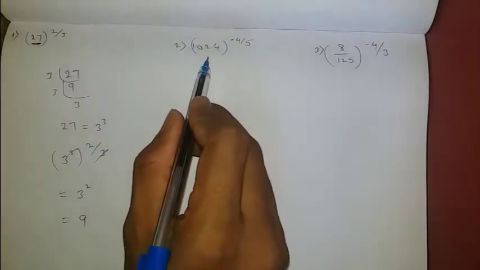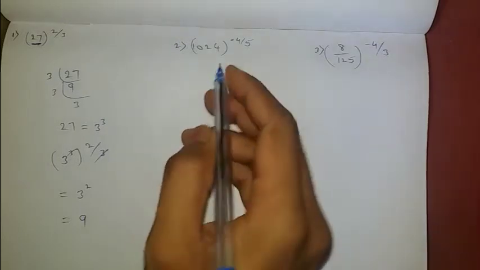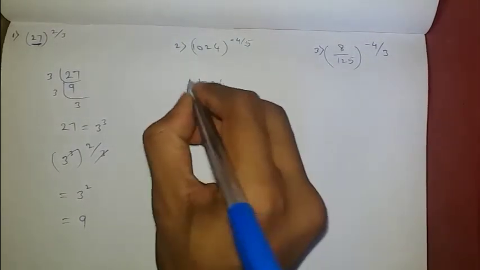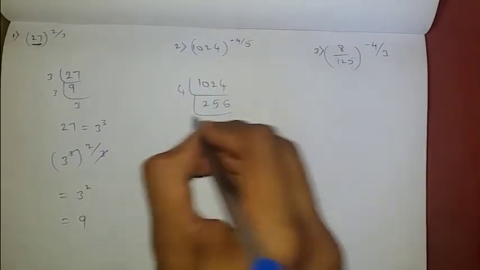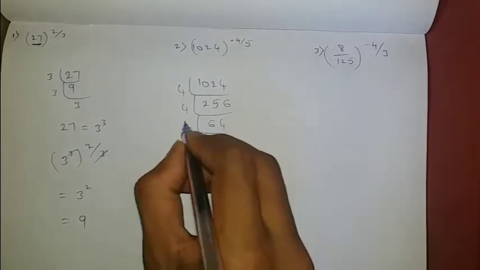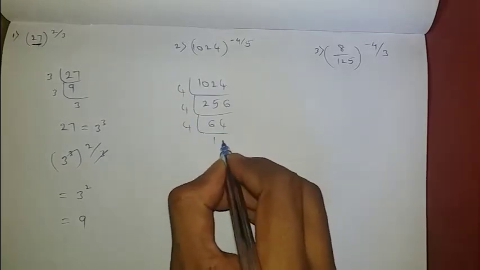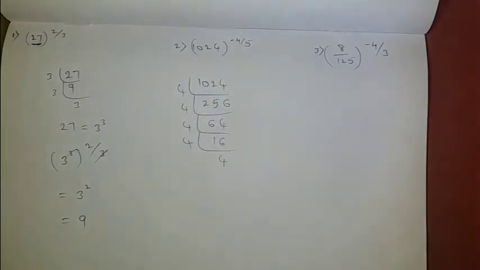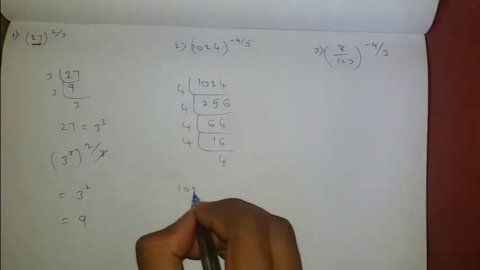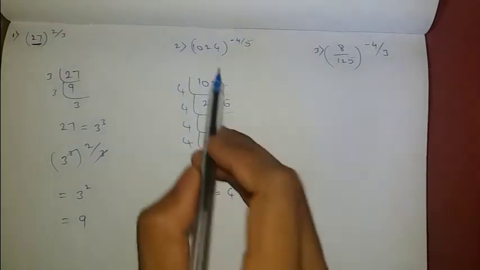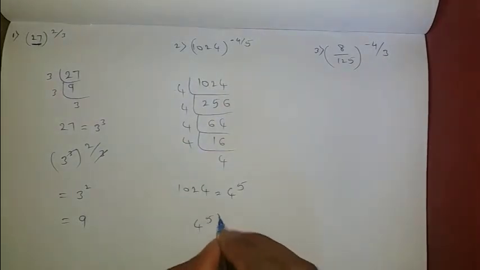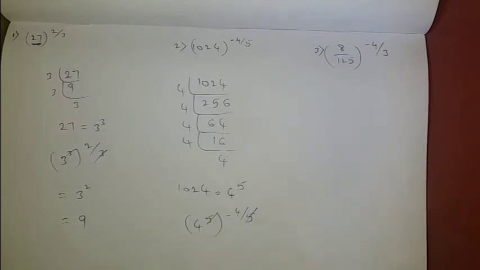Next, second question. 1024. Now let us do the prime factorization of this 1024. So 1024 is equal to 4^5. Now in the place of 1024, I will write (4^5)^(−4/5). The 5 will get cancelled. So we remain with 4^(−4).